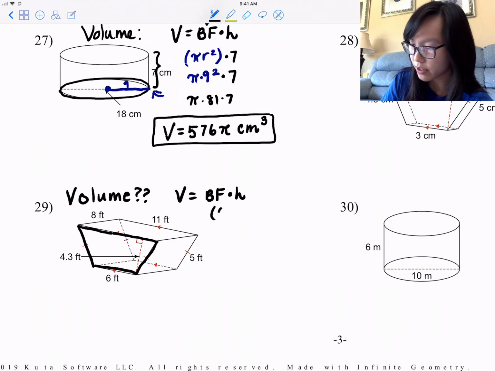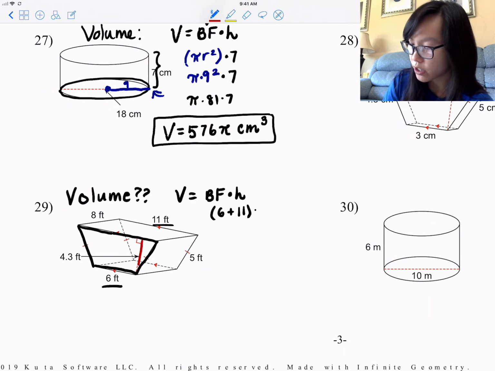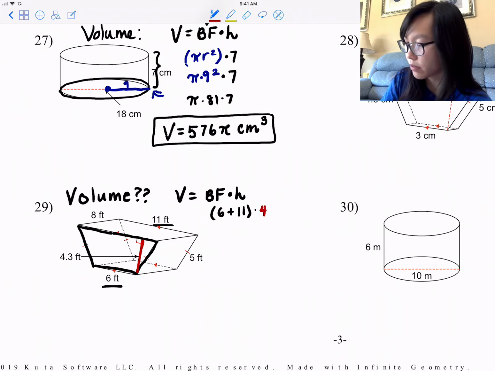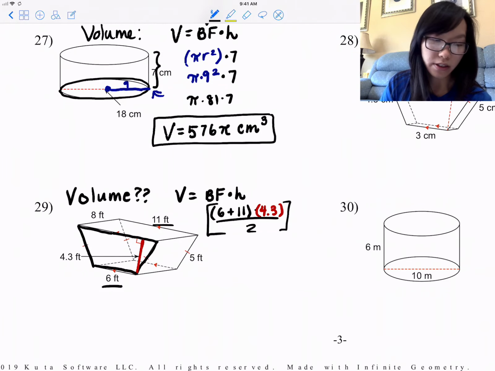Area of a trapezoid is 6, the first base, adding with the second base, which is 11, multiplied by the height. This is where it gets tricky. The height of the trapezoid is this red line right here, and I'm going to write it in red right here, 4.3, and it's all divided by 2. So that's the area of the trapezoid.